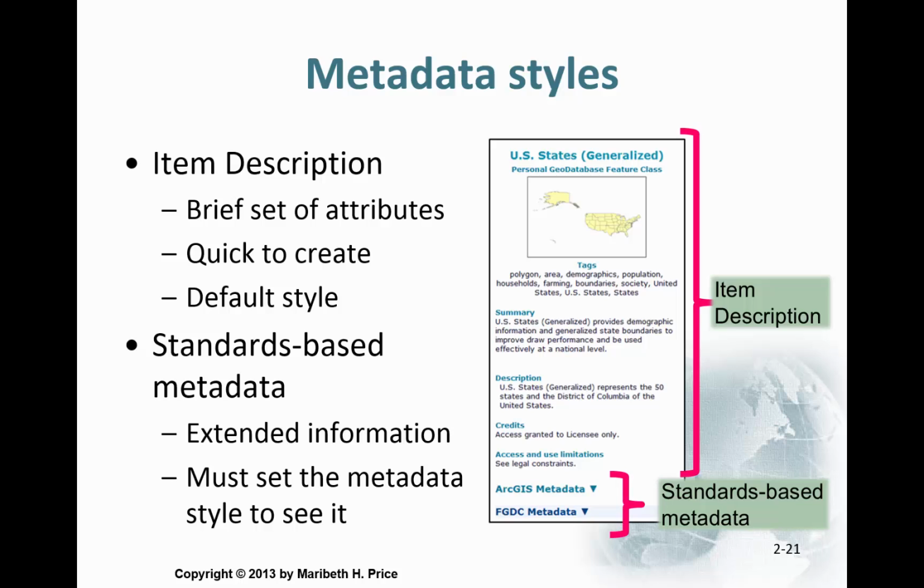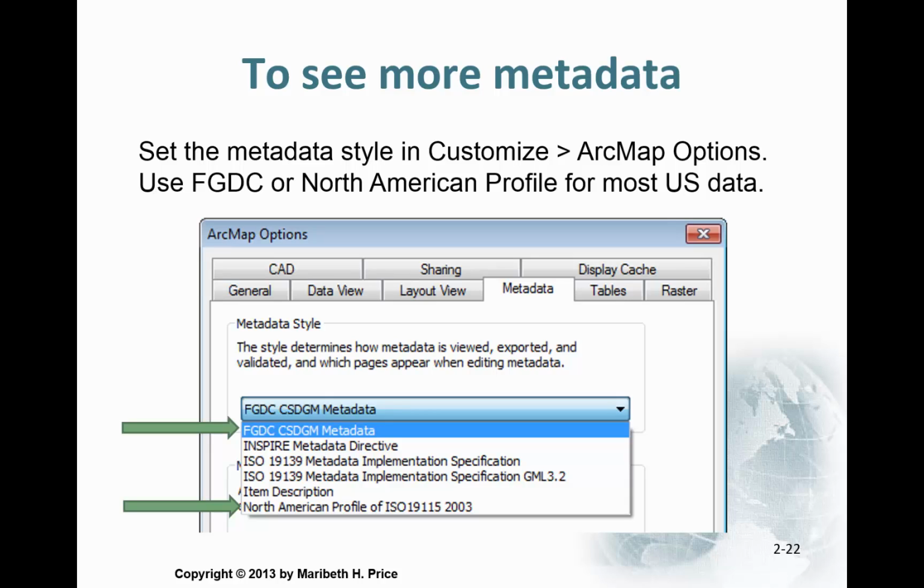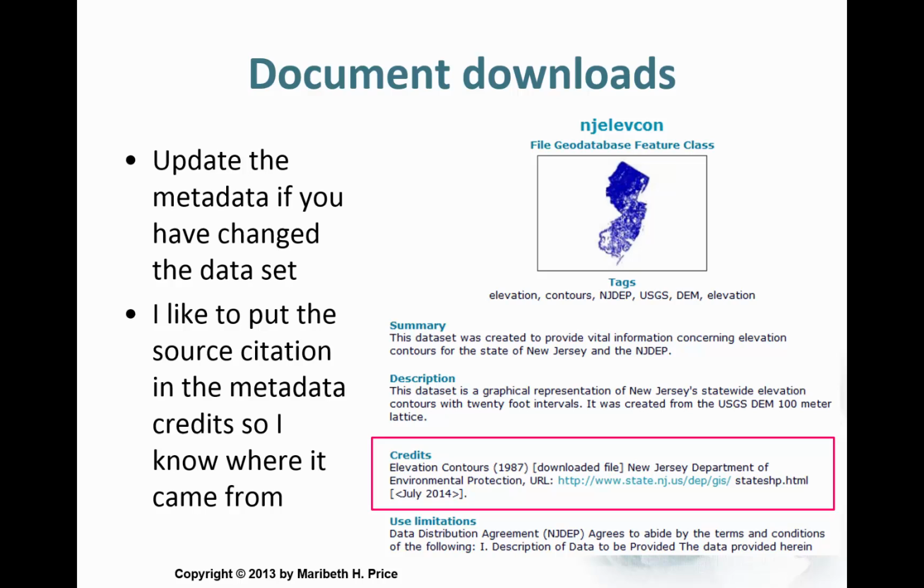Metadata can be shown using different styles or formats. The default method gives you only very basic data. You can change the metadata style using the ArcCatalog options in the metadata tab. You should always keep the metadata updated if you change the GIS data.